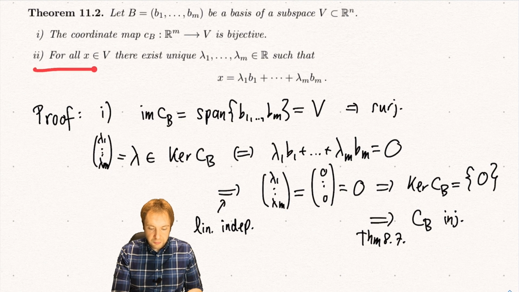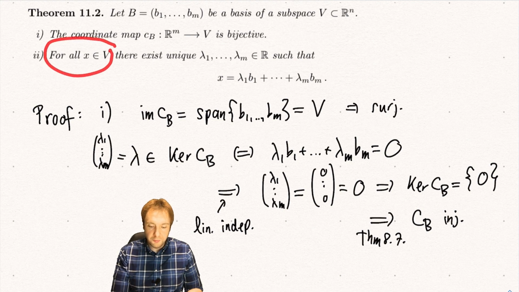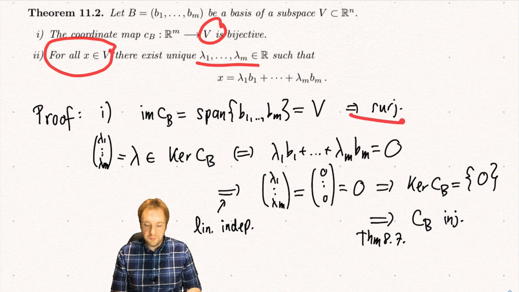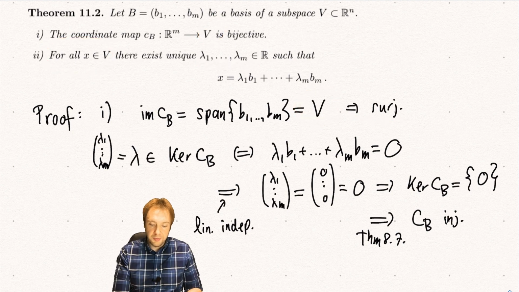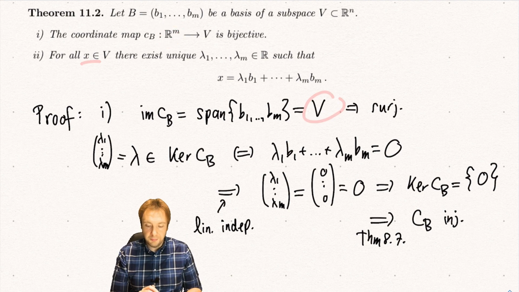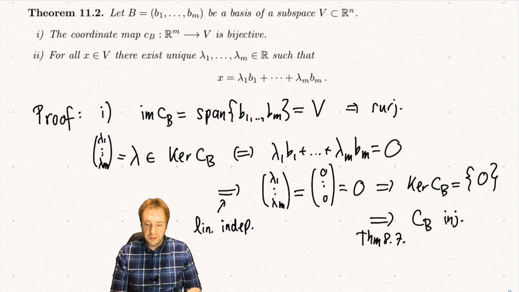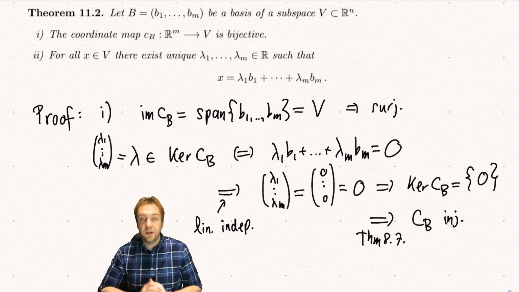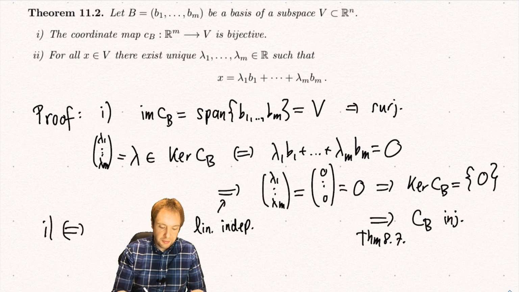And number 2 is just a reformulation of this statement here, namely this "for all". So for all elements here, we can find lambdas here. This is just a statement that this is surjective, because the image is everything. Therefore, for any element in V, I can find an element in Rm such that CB of this element is this x here. So this is just the statement of being surjective. And this uniqueness here is exactly the statement that this is injective. So there are no two different lambdas which get mapped to the same element. And therefore number 1 is exactly equivalent to number 2 here.